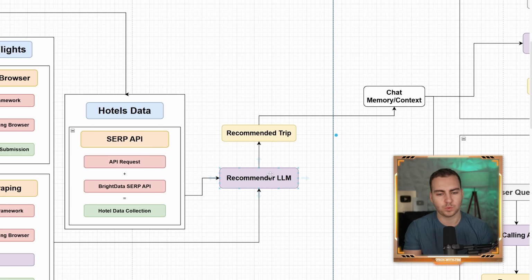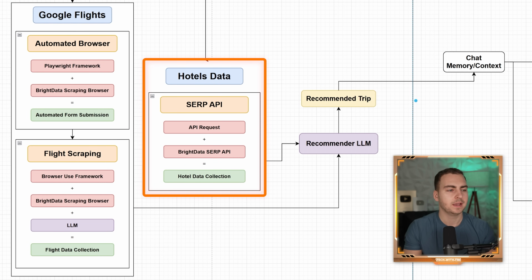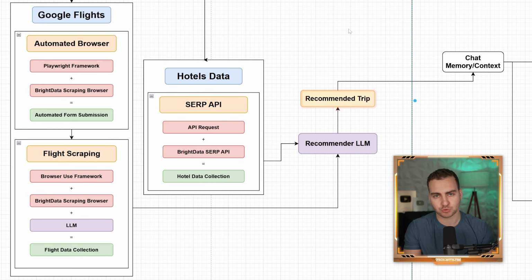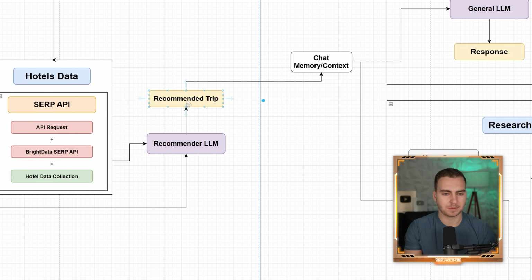So then we come to the recommender LLM. This is just a simple LLM that's set up with a custom prompt where it now takes in this information, the Google Flights and the hotels data. It also takes in our original trip data and the input travel requirements, and then it generates a recommended trip for us. That recommended trip includes the flights and all of the information that I put in the prompt. Okay, so we get this information, our recommended trip.